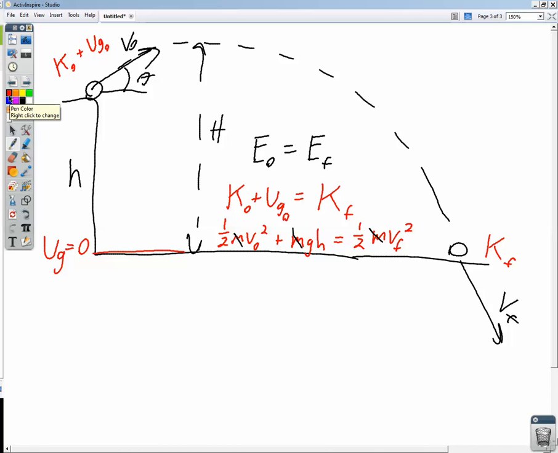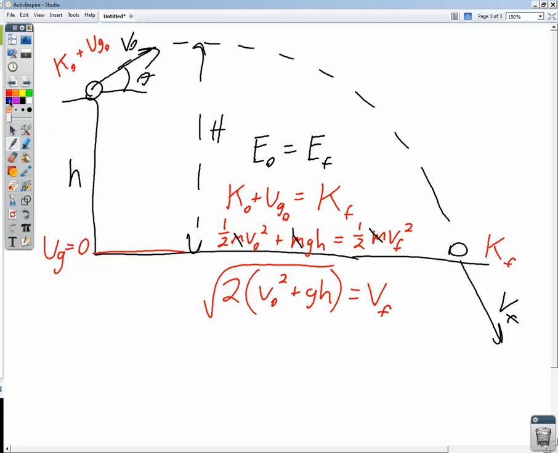So now we multiply by 2. We get 2 times v naught squared plus gh. And we're going to take the square root of that. There's v final. Plug in v naught, plug in g, plug in h, and you've got the final velocity of the ball. Very, very quick, easy, piece of cake, much easier than when we were using kinematic equations to solve these problems.